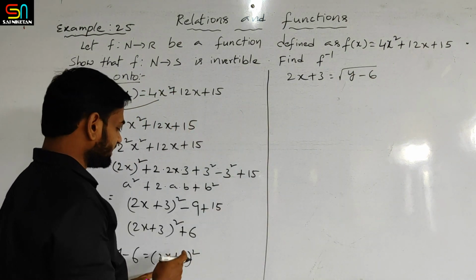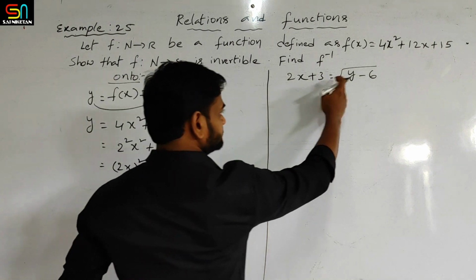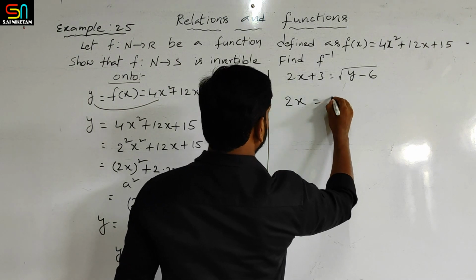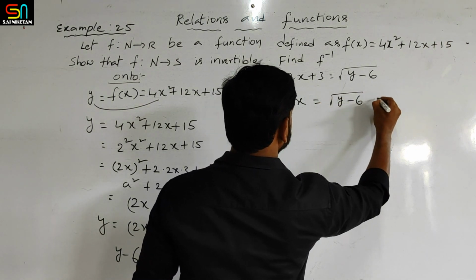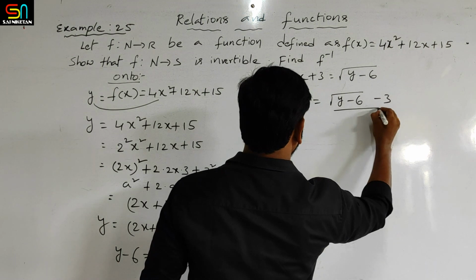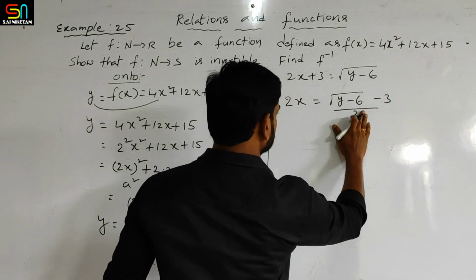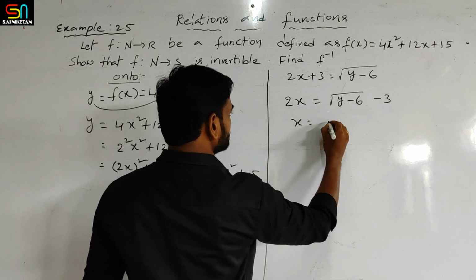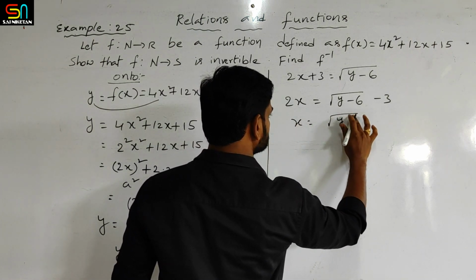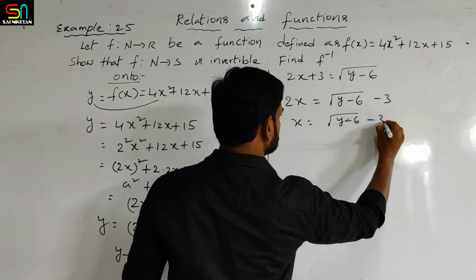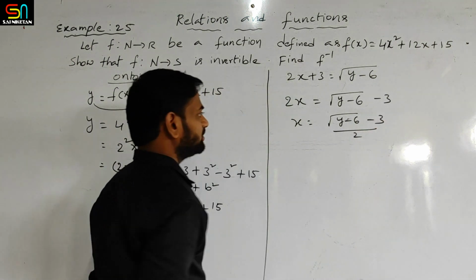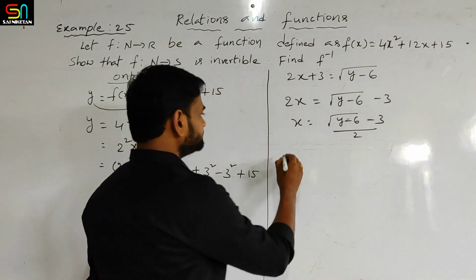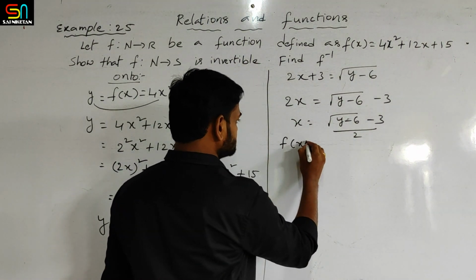Next, send this 3 to this side. That is 2x is equal to root of y minus 6 minus 3, by 2. Sorry, root of y minus 6, minus 3 only. Now what is the x value here? That is (root of y minus 6 minus 3) by 2. This is the x value. Now take f of x.